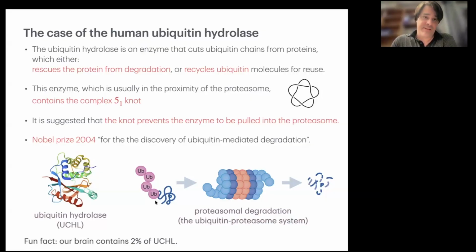And one very, very interesting case is the case of the human ubiquitin hydrolase. It's a protein that has a relatively complex knot, 5-1. So it has 5 crossings. It looks like this. And its function is that it rescues proteins from degradation.